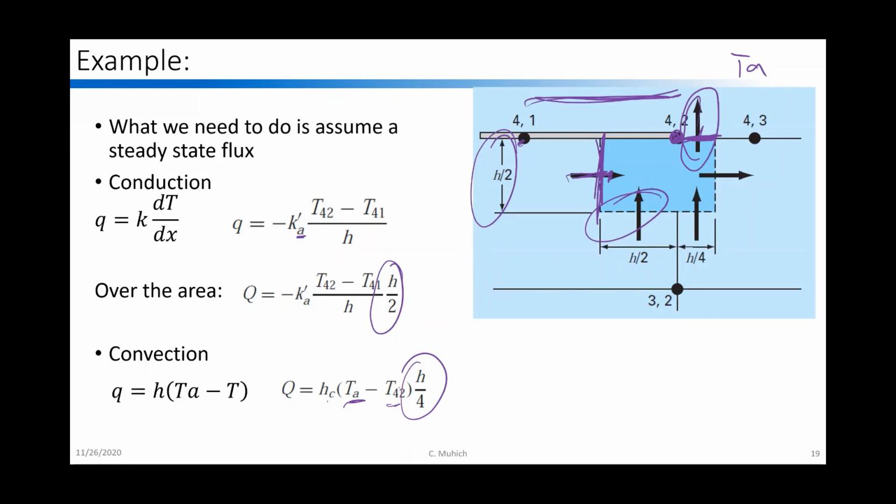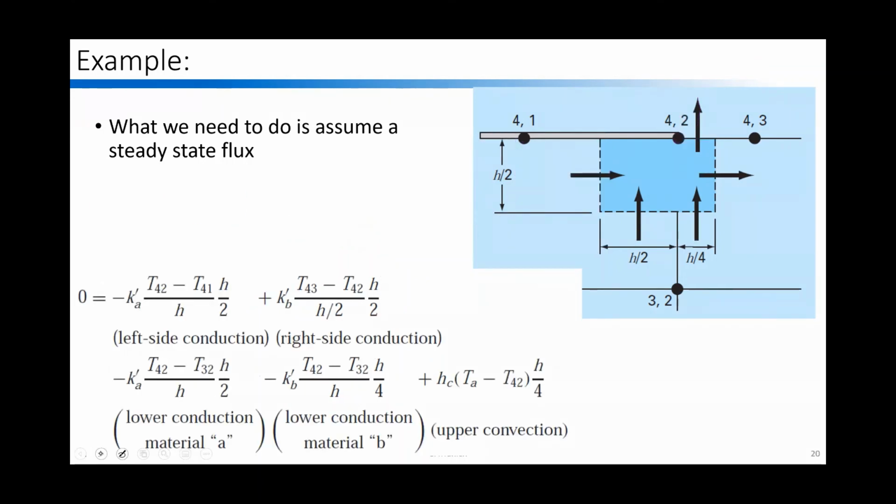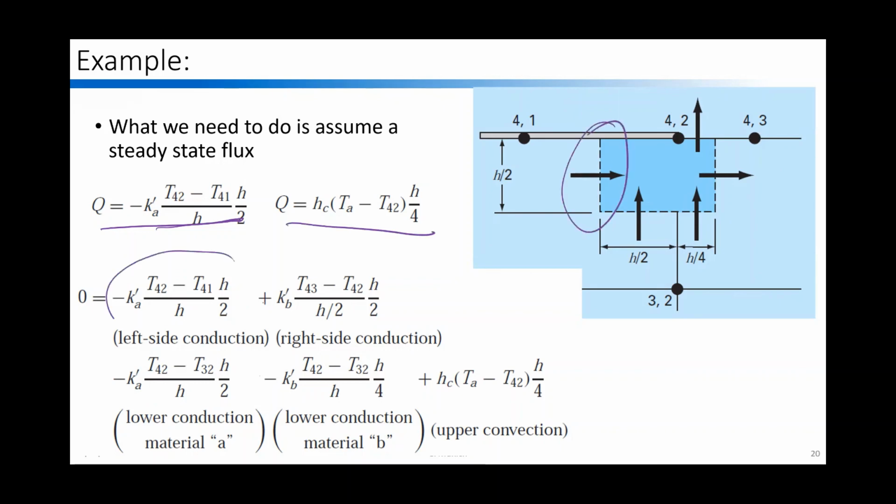Okay, so we can start putting these pieces together. Here's my heat flux out the top. Here's my conduction. So we can write out these pieces. Let's tackle this left-hand side. Here we have kA times T24 minus T41. So what's the derivative here? Over h, because that's the distance between the two. Then this h over 2 is dealing with the height here. So now that's that side.